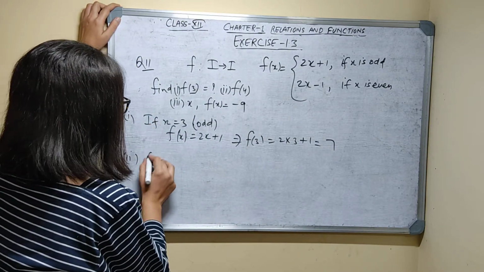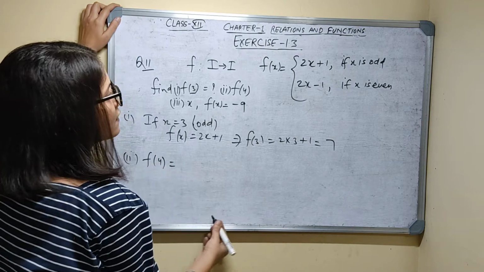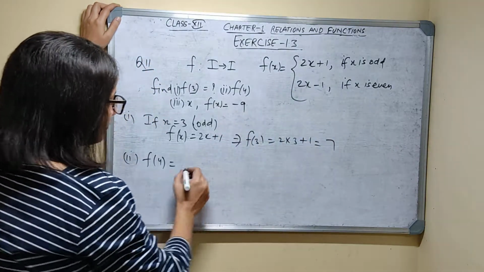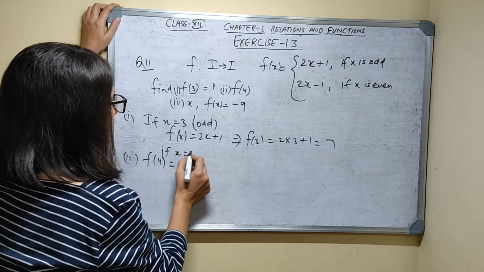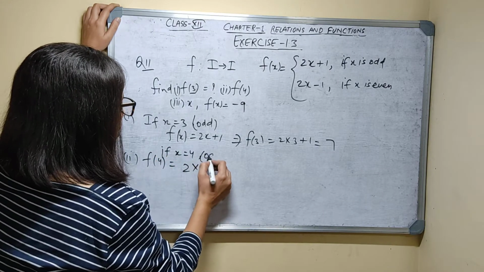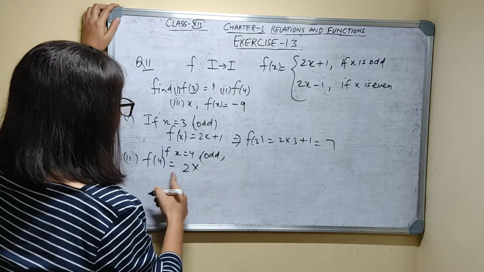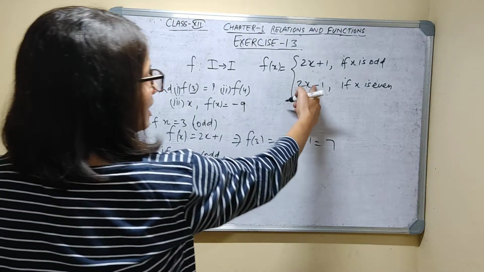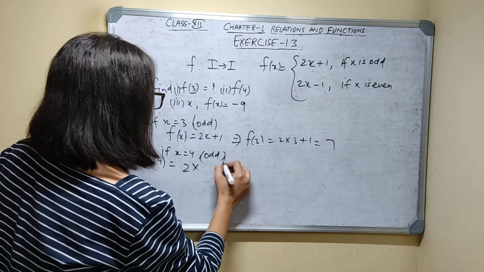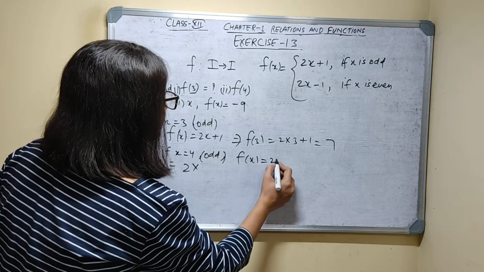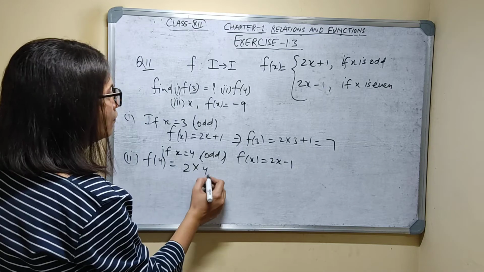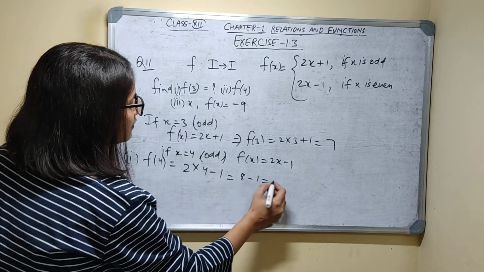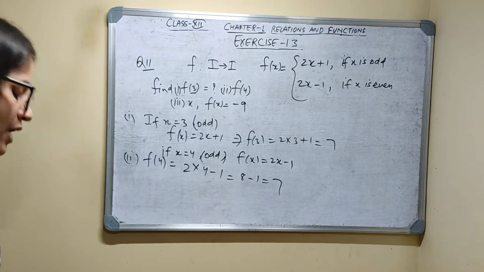Second part, f of 4. If x is even, you have to take 2x minus 1. Here 4 is even, so f of x is equal to 2x minus 1, because x is even. So 2 into 4 minus 1, 8 minus 1, that is 7. Both values you are getting 7.